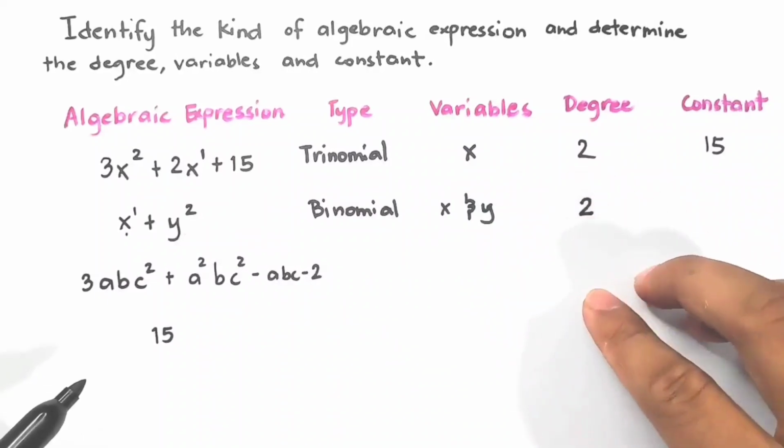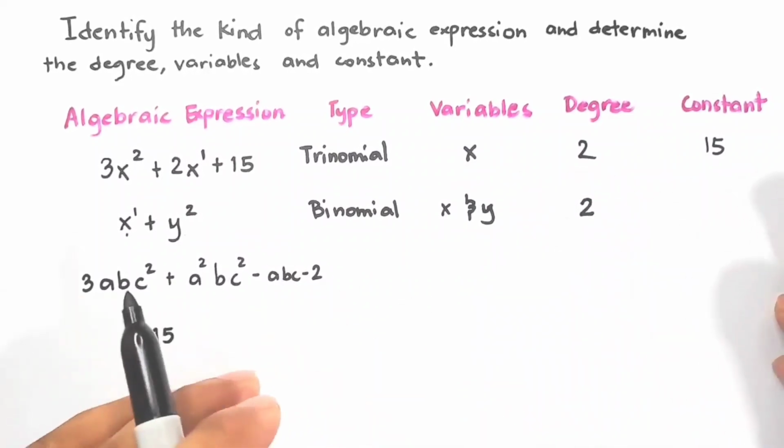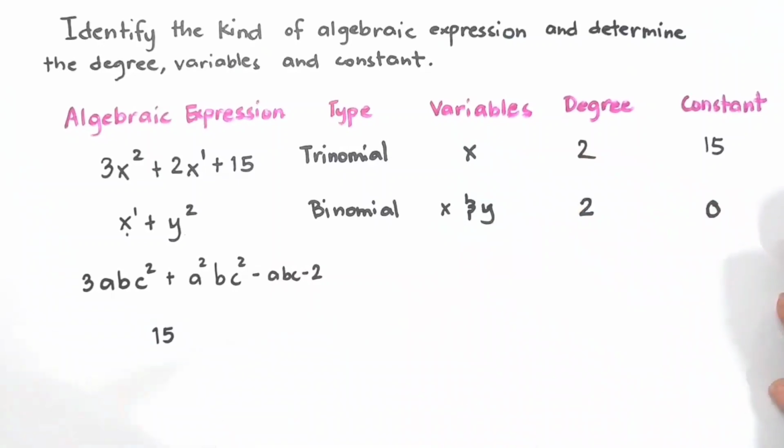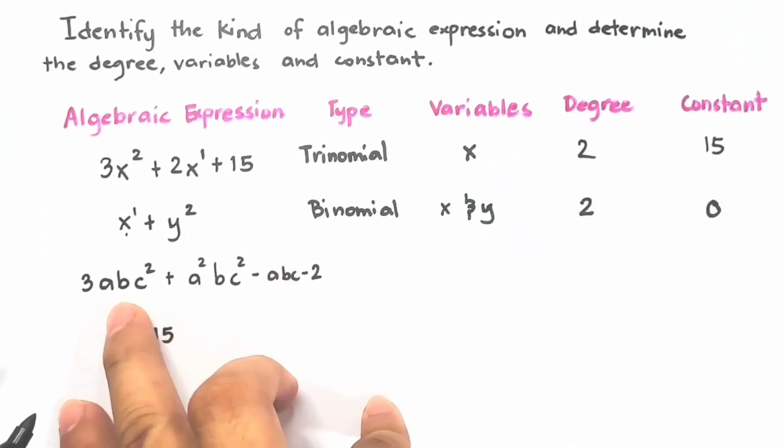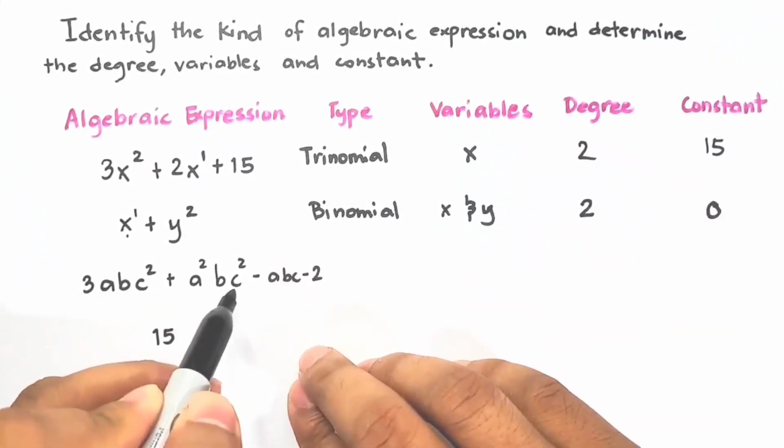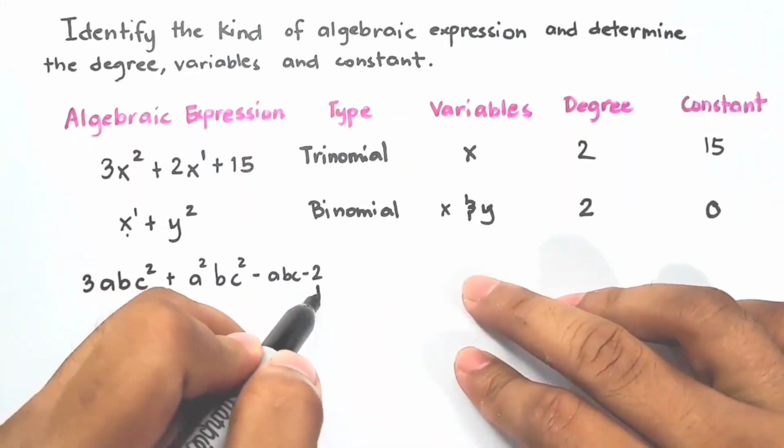Therefore, the degree is 2. So what about the constant? Wala pa kami nakikita number. For the constant, if the constant doesn't exist, meaning the constant of the given expression is 0. Okay? So let's continue. Dito, bilang natin yung terms. We have 1, 2, 3, and 4. Meaning, this one is a polynomial.